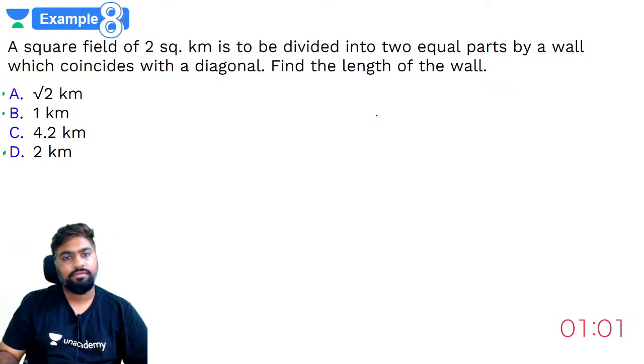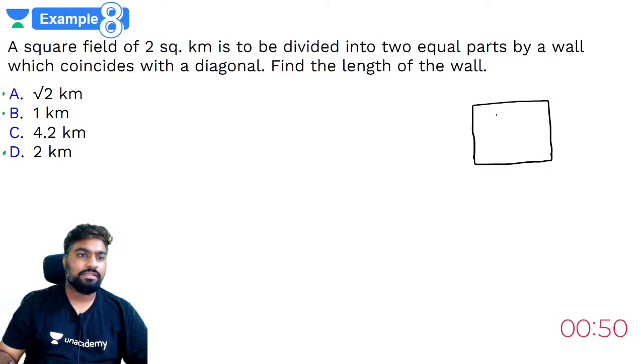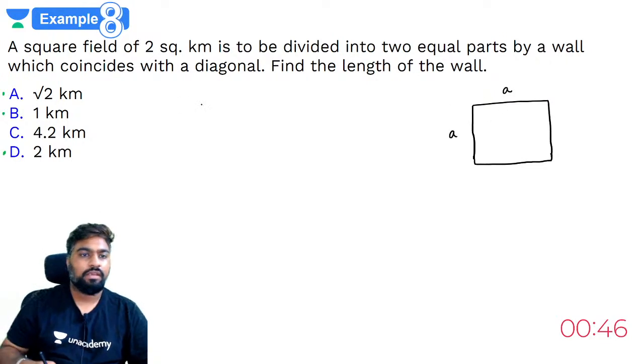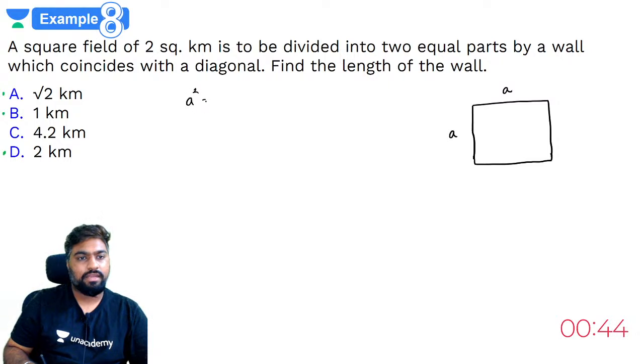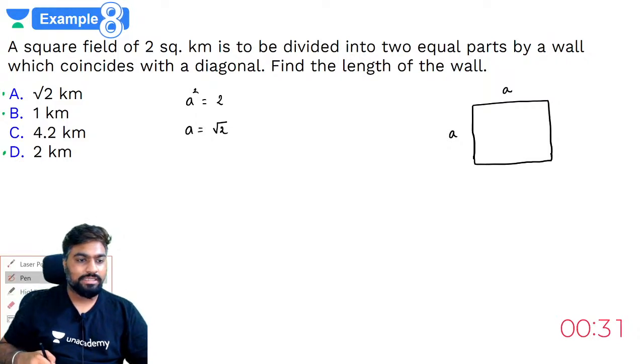A square field, this is your square field. They're saying area of this is 2 square meter. If I say this is A, yes, A square is given as 2. So each side A is what? Root 2. Okay. Now they're saying it is to be divided into 2 equal parts by a wall which coincides with a diagonal. So there is a diagonal.